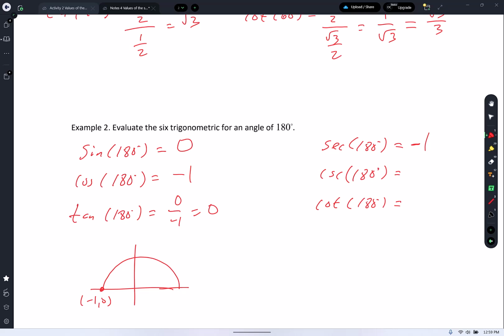Cosecant is a reciprocal of sine, that's going to be undefined. And then cotangent of 180 degrees, that again is undefined. 0 over -1, I mean, -1 over 0 is not a thing, guys. So there it is.